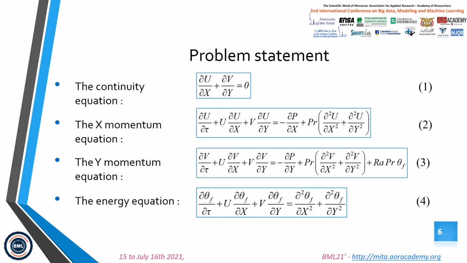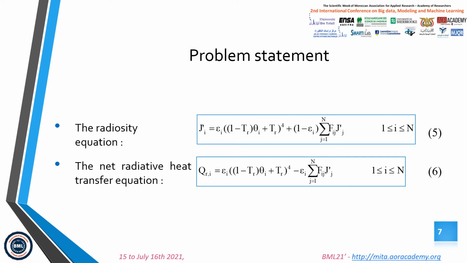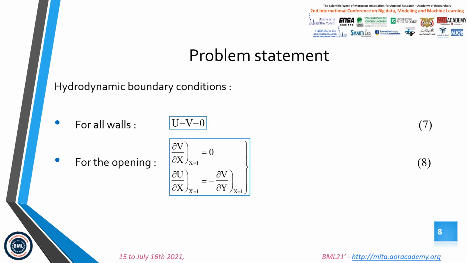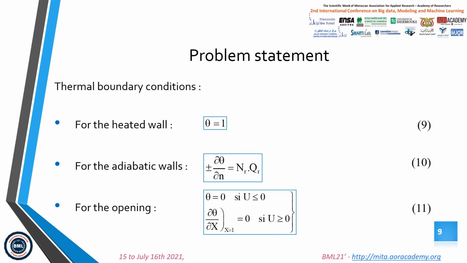By applying the principle of conservation on an elementary controlled volume, we obtain the following equations. Equation 1 represents the conservation of mass. Equations 2 and 3 represent the conservation of momentum along the x and y directions. Equation 4 represents the conservation of energy. The radiosity and net radiative heat flux equations are given by 5 and 6. Solving all these equations requires the knowledge of hydrodynamic and thermal boundary conditions. These conditions are given by equations 7 to 11.